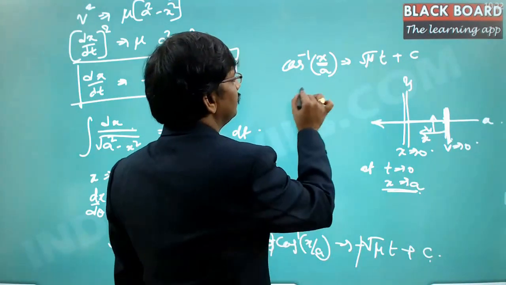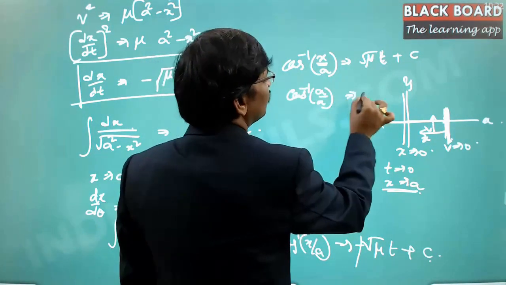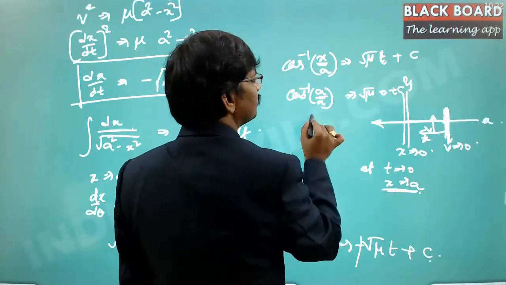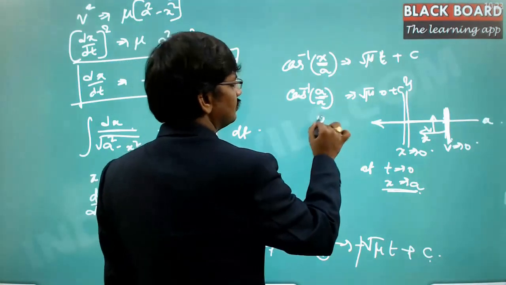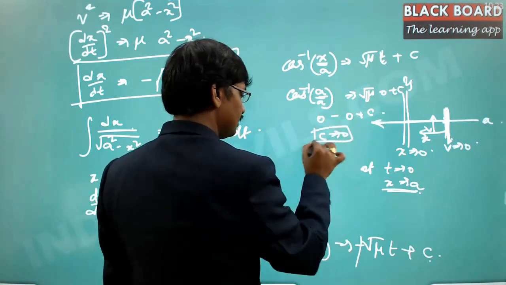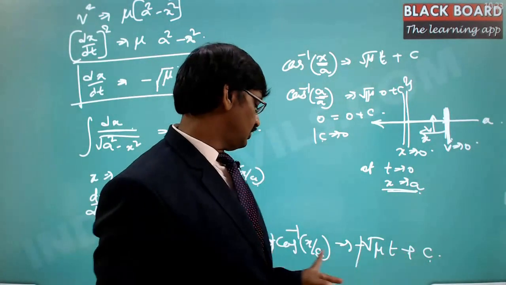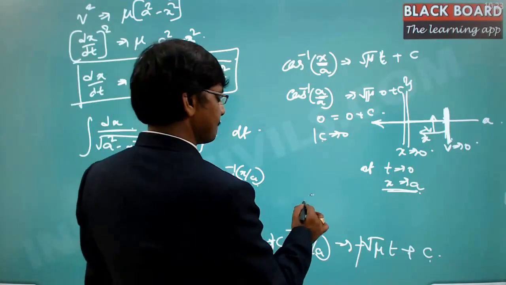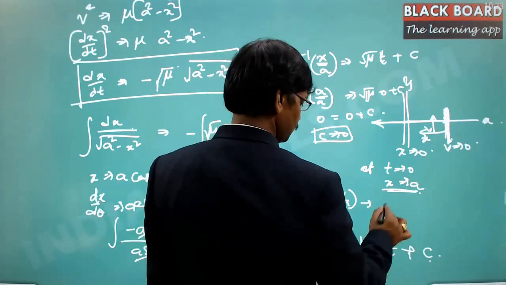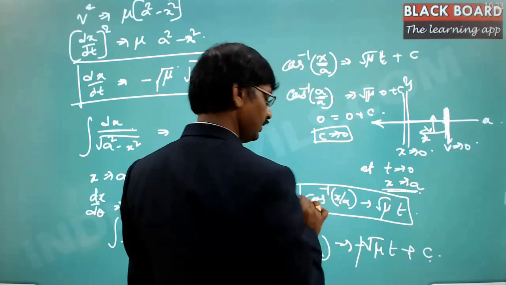Now here, cos inverse of a by a is equal to square root of mu into 0 plus c. So it implies cos inverse of 1 is 0. So 0 is equal to 0 plus c, or c is equal to 0. Now from this relation we can make out that cos inverse of x by a is equal to square root of mu t. So this is the equation.